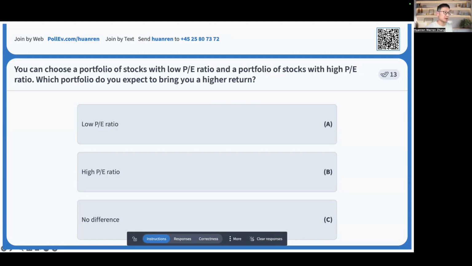We have introduced the concept of a PE ratio when we introduced asset bubbles. PE ratio means the stock price divided by the earnings. It represents how cheap the stock is relative to its earnings, and it can be understood as how many years it takes for you to get back your investment. So now try to think about whether you would choose a low PE ratio portfolio or a high PE ratio portfolio.